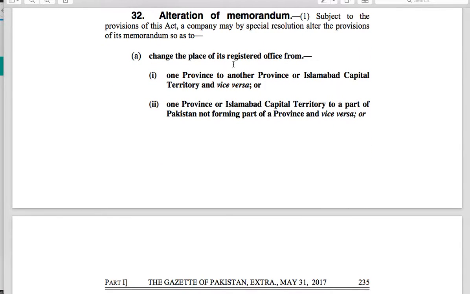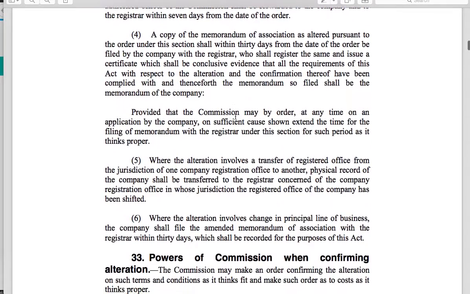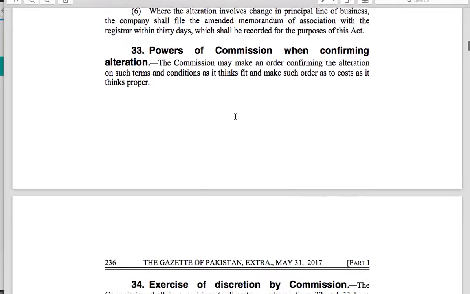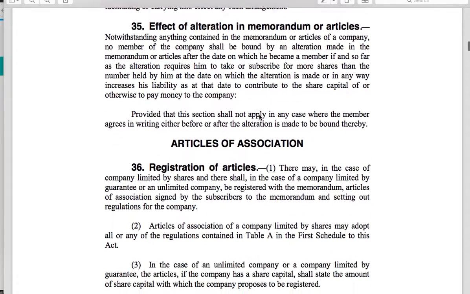Then you can alter if you're changing provinces, and these are different provinces including Islamabad, or if you're having a change of line of business, you can alter your memorandum, that too on SECP services. And those alterations have to be confirmed by the commission, and then discretion.